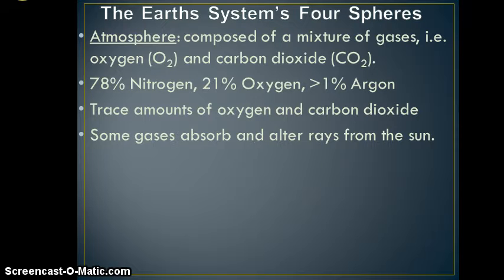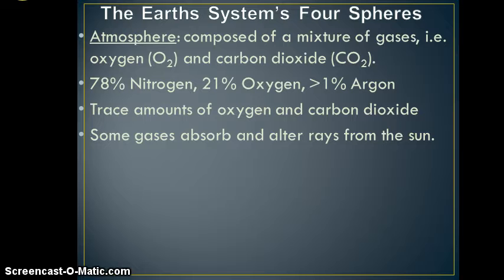Some of these gases are going to absorb or alter rays of the sun, and we talked about this in class, where we have things like the ozone layer. Three molecules of oxygen combined together that block out ultraviolet rays from the sun and protect us from a lot of things, or kind of lessen the effects of the ultraviolet rays of the sun, so we don't get as much of things like skin cancer.